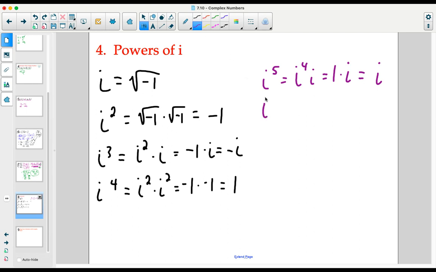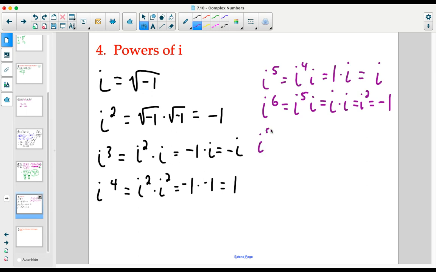Moving to i to the sixth. i to the sixth is just i to the fifth times i. Well, i to the fifth was i. i is just i, of course, as we keep seeing in all of these examples. i times i is just i squared, which we've already established is -1.